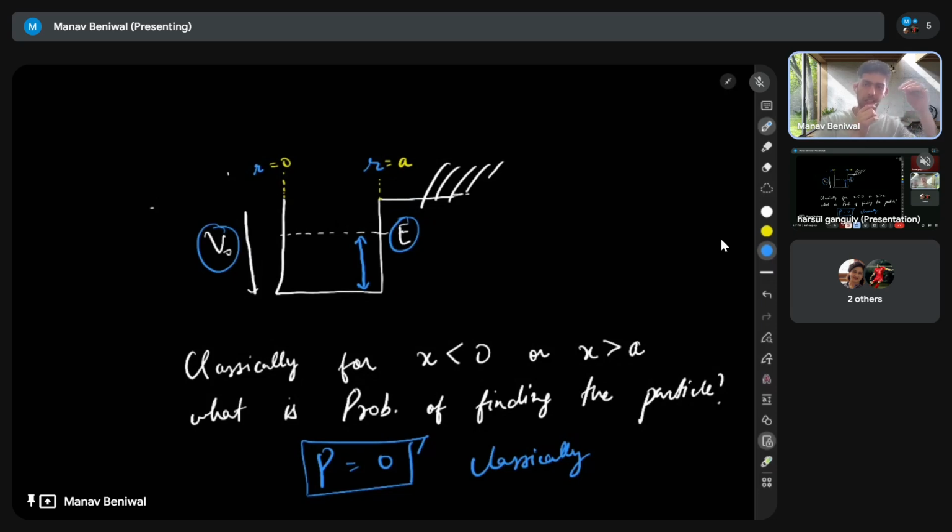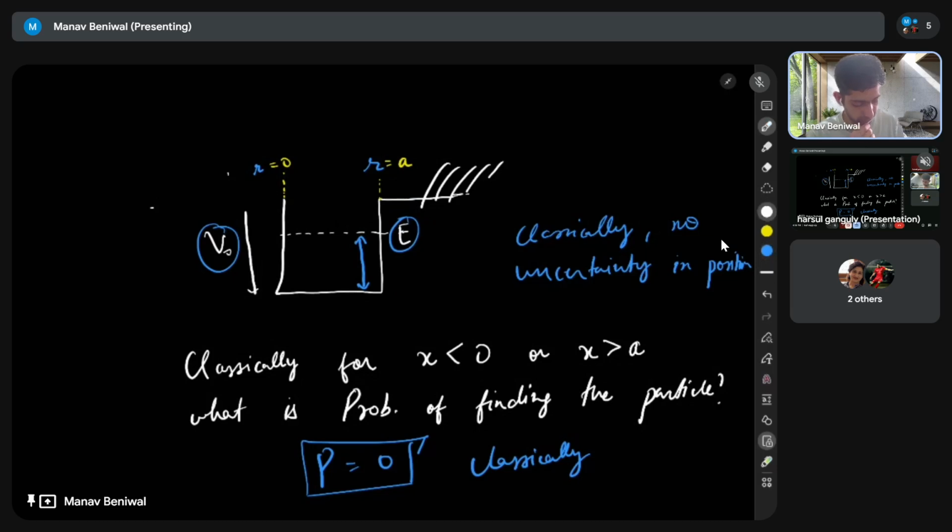So if the particle has less energy and it is inside this, it will remain inside, and if it has more energy such that it is outside, it will remain outside. So there is no uncertainty classically in position. It is well defined, if it is a bound particle.